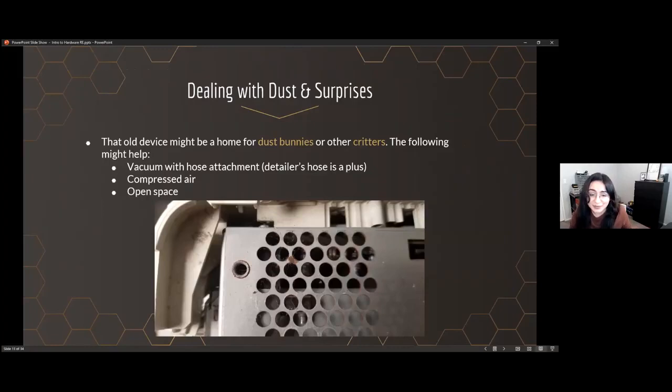And no one ever mentions this, but it's going to be nice to have a vacuum, possibly one with the long detailing hose, so you can suck things up. There are going to be dust bunnies. I like to get some used hardware, or if someone's trying to give away hardware, I take it, even though it's not operational, just so I can practice or look at something I haven't looked at yet. So have compressed air, have an open space where you don't mind blowing around dust and spiders, and then, you know, breathe. I'm scared of spiders, so I never like this part.